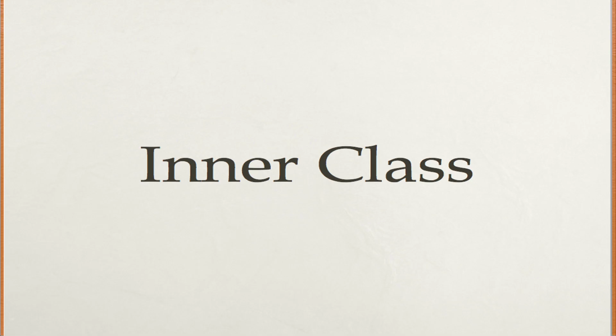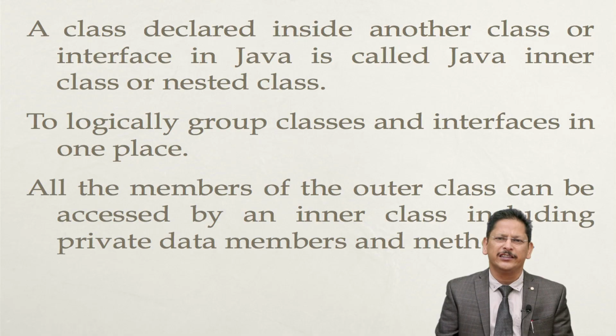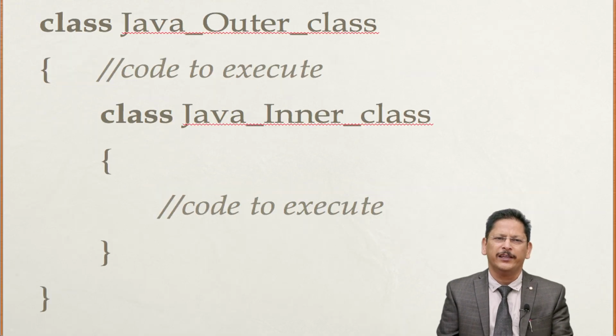Now the inner class, another topic of this lecture. When we define a class inside a class, it is called an inner class. A class declared inside another class or interface in Java is called a Java inner class. Sometimes it is called a nested class. See the example here: class JavaOuterClass, and inside it we have class JavaInnerClass. So this is a class inside a class, the example of an inner class. It is very interesting that in Java we can mention a class inside any class.